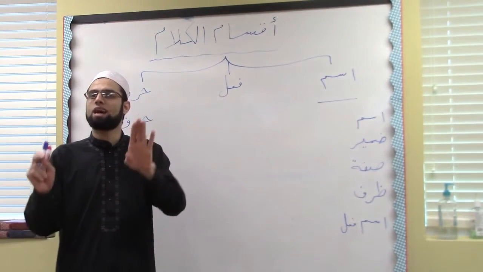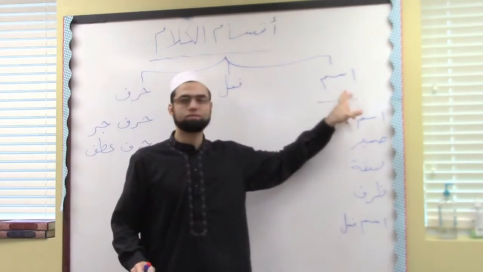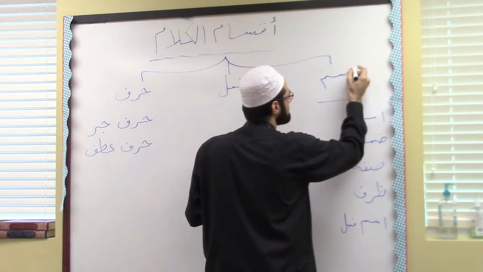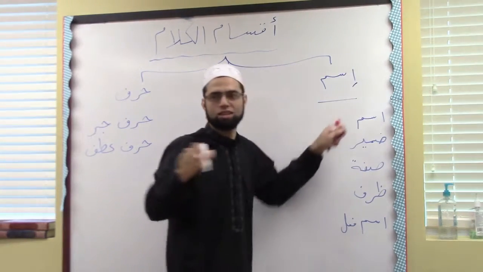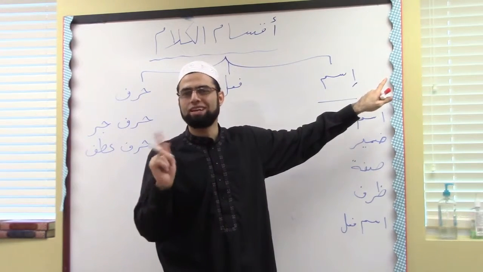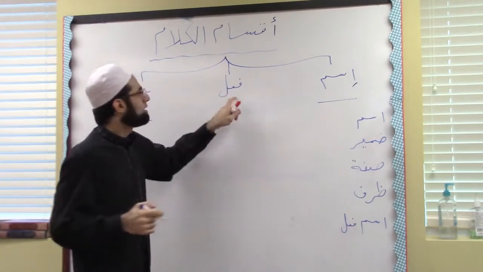In Arabic only 3 categories, if you like. We have ism, noun. And who tells me what letter is this? Alif. What letter is this? Hamza. Hamzat wasl. This is not alif. This is Hamzat wasl. We explained this earlier.